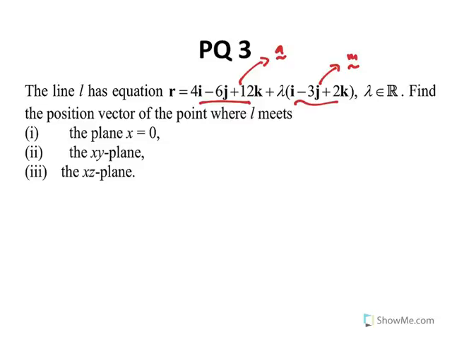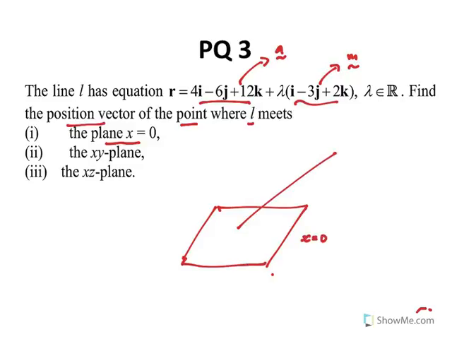Okay, to find the position vector of the point where your line meets the plane x equals 0. So basically, you have the plane, which is where x equals 0, and the line over here intersects it. So we're actually finding this point of intersection. Also, our line here is none other than r equals (4, negative 6, 12) plus lambda (1, negative 3, 2), where lambda is a real number.